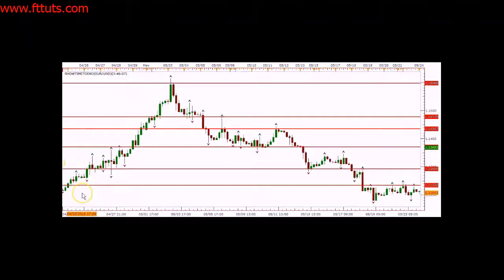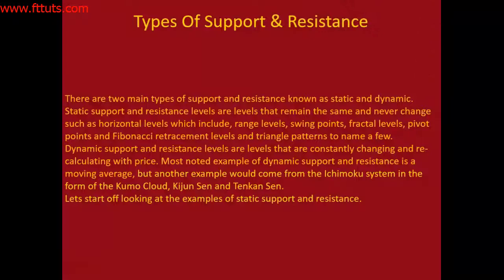All right, so let's get back to learning more about support and resistance, looking at some types of support and resistance called static and dynamic support and resistance. Types of support and resistance. There are two main types of support and resistance known as static and dynamic.